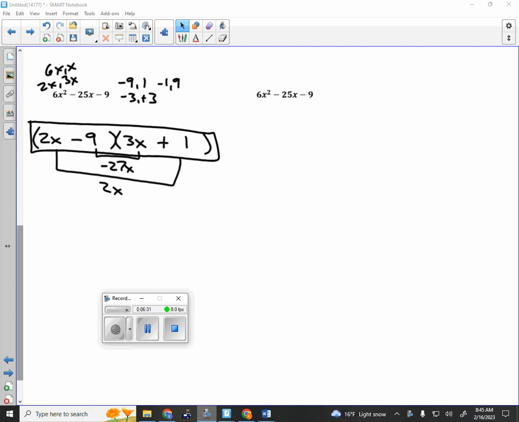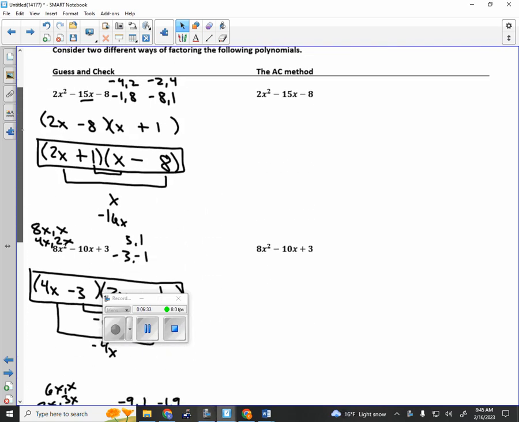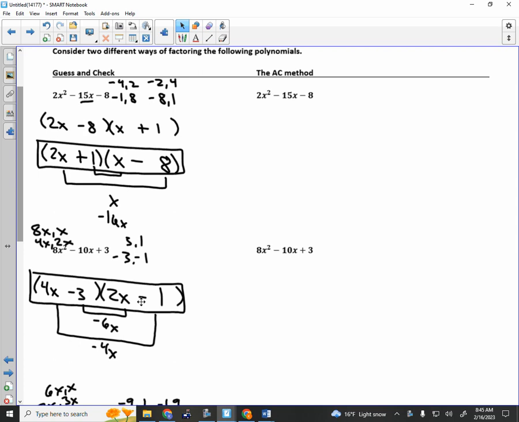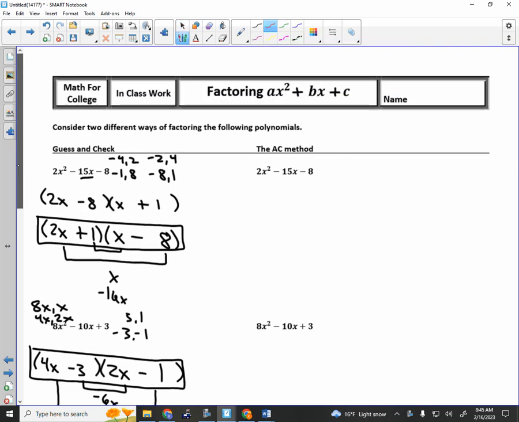All right. So if you get stuck on the guess and check, let's show you a method that will work all the time. This is called the AC method. And the reason why we call it the AC method is because we take A and we multiply C. Okay? We take A and we multiply C. So watch how this works. What is 2 times 8?